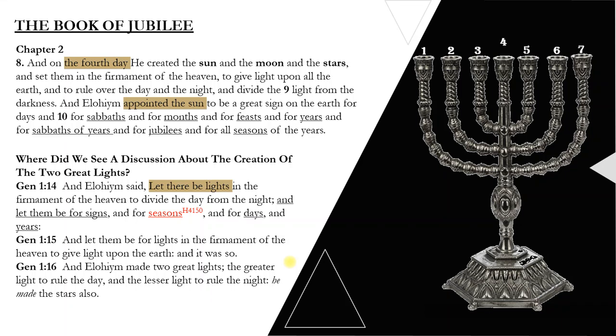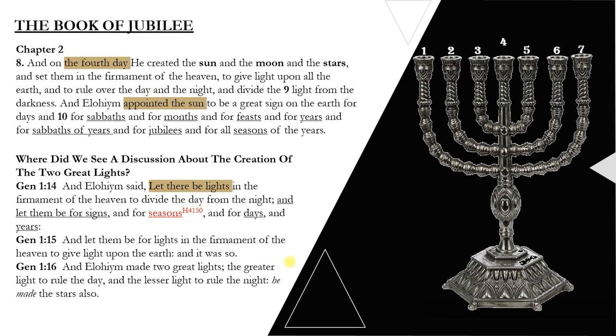And on the 4th day, he created the sun and the moon and the stars, and set them in the firmament of the heaven, to give light upon all the earth, and to rule over the day and the night, and divide the light from the darkness. And Elohim appointed the sun to be a great sign on the earth for days, and for Sabbaths, and for months, and for feasts, and for years, and for Sabbaths of years, and for jubilees, and for all seasons of the years. Here's what it didn't say.